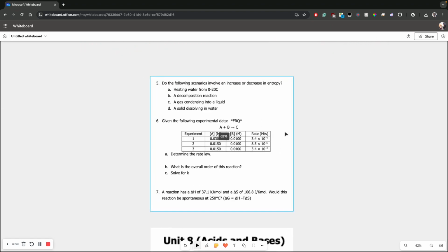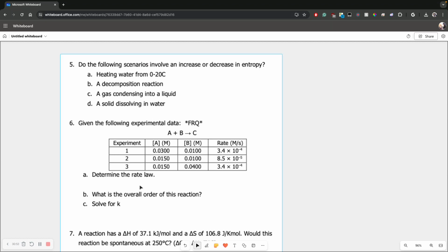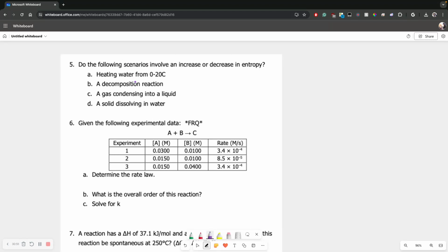Alright. We have increases and decreases in entropy, right? So here, if we heat water from 0 to 20 degrees Celsius, we're increasing the movement of the molecules of water. From frozen to liquid state, we're increasing the amount of movement that occurs, which means that there's an innate increase in chaos. That means there is an increase in entropy.